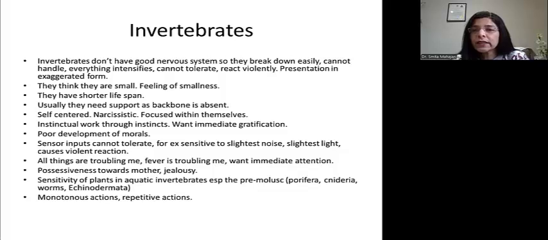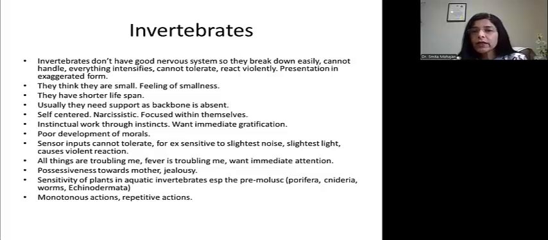And you can see that the talk is also exaggerated. Their voice will be exaggerated. The tone will be exaggerated. They will look quite animated. Their expressions will be animated. They also think that they are very small, the feeling of smallness, because they feel that vulnerability. They have a shorter lifespan, as we already spoke. Usually they need support because their backbone is absent. They will be like, I need support, I need someone, I cannot handle. This will be their talk.